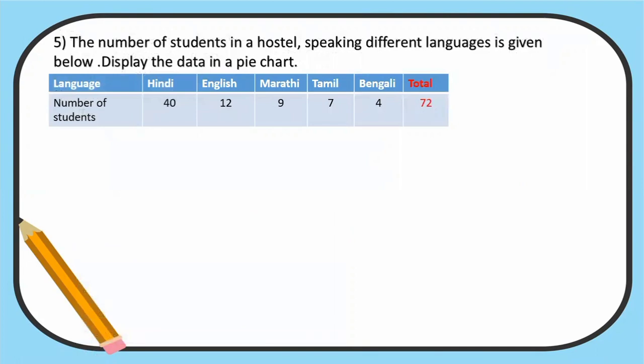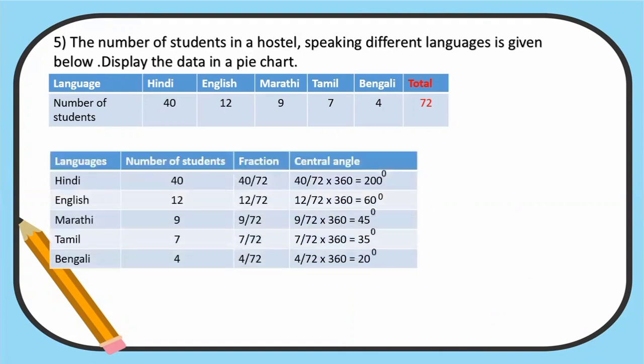Fifth question. The number of students in a hostel speaking different languages is given below. Display the data in a pie chart. The languages are Hindi, English, Marathi, Tamil, Bengali. 40 students are speaking Hindi, 12 English, 9 Marathi, 7 Tamil, 4 Bengali. Total 72 students are there in the hostel.